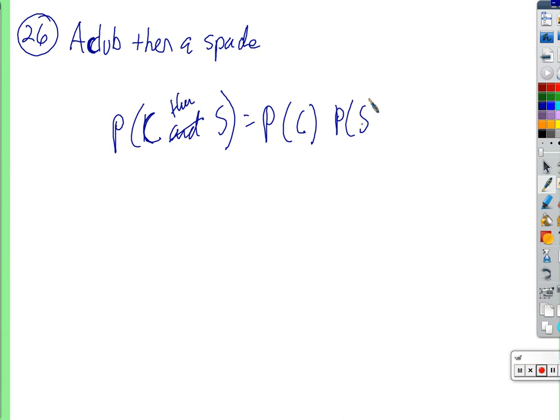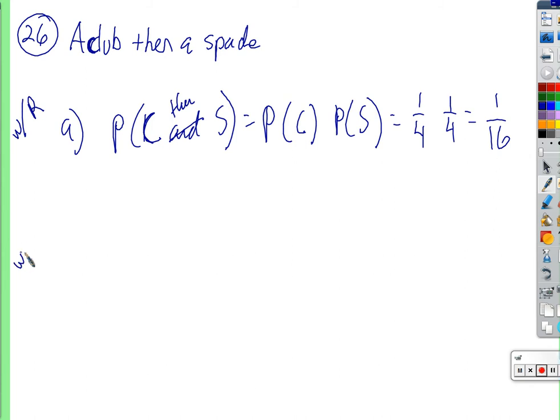Times the probability of getting a spade, if we are with replacement. It means the first card I pick, I look at it, I remember it, then I put it back, and I have a full, complete deck again to pick the second card from. What's the probability of getting a club? 1/4. What's the probability of getting a spade? Also 1/4. 13 out of 52. So 1 out of 16.